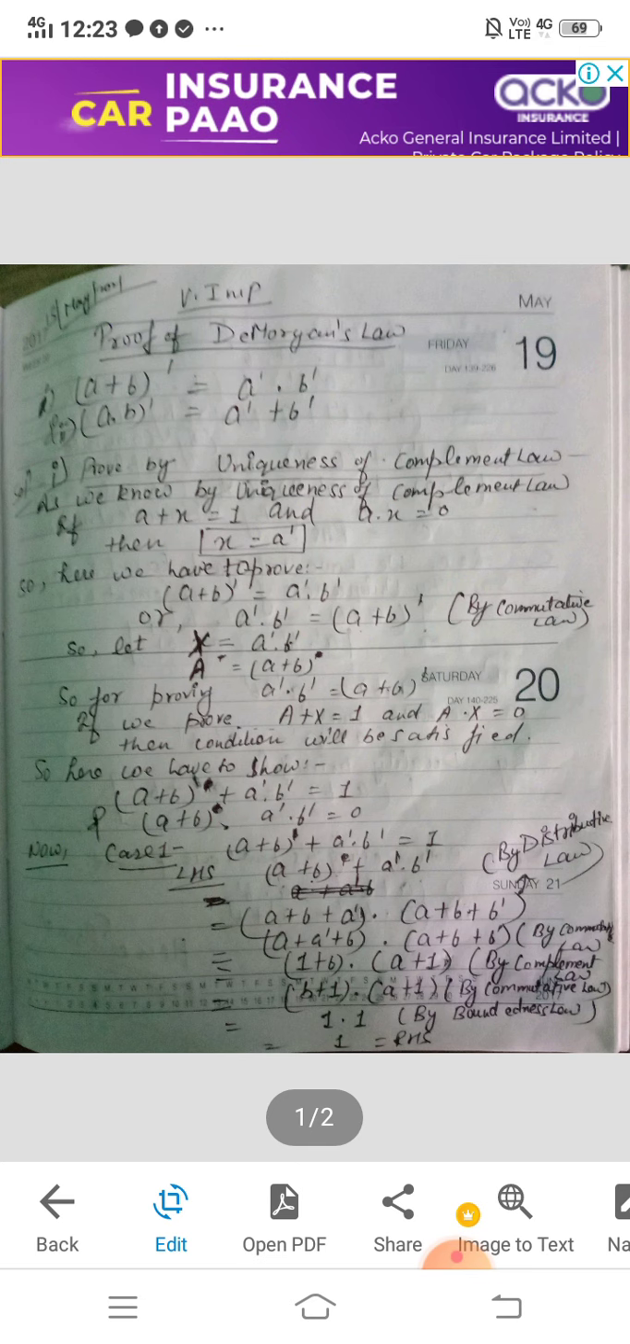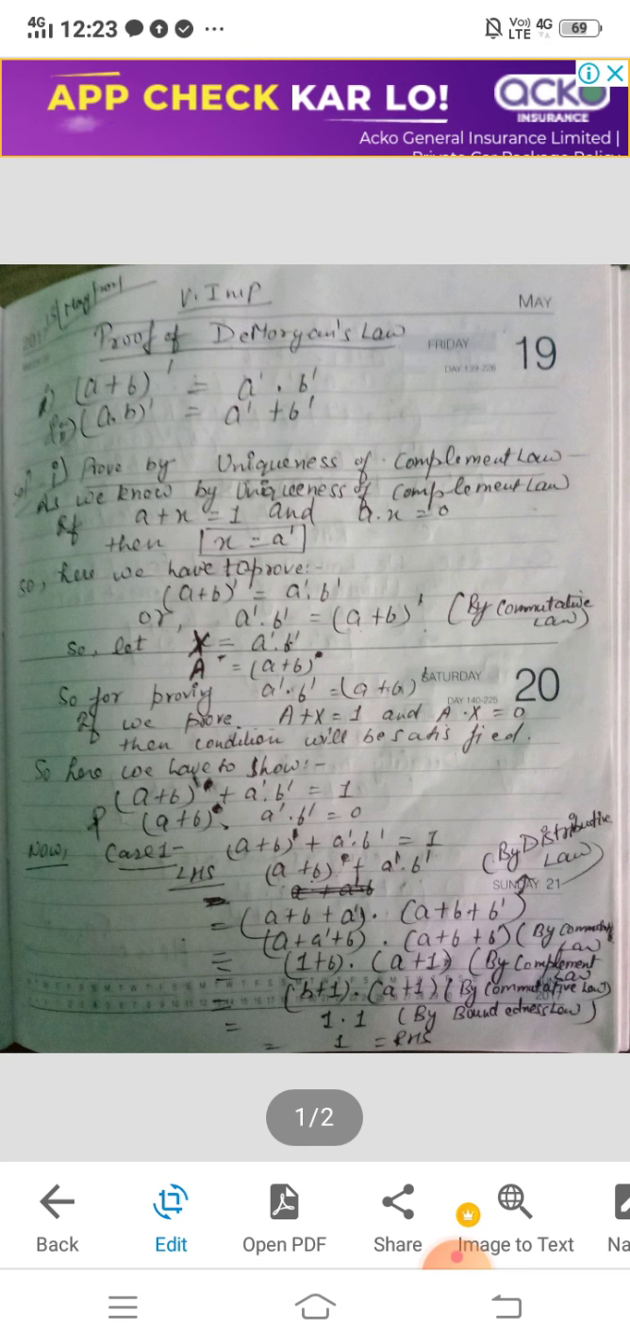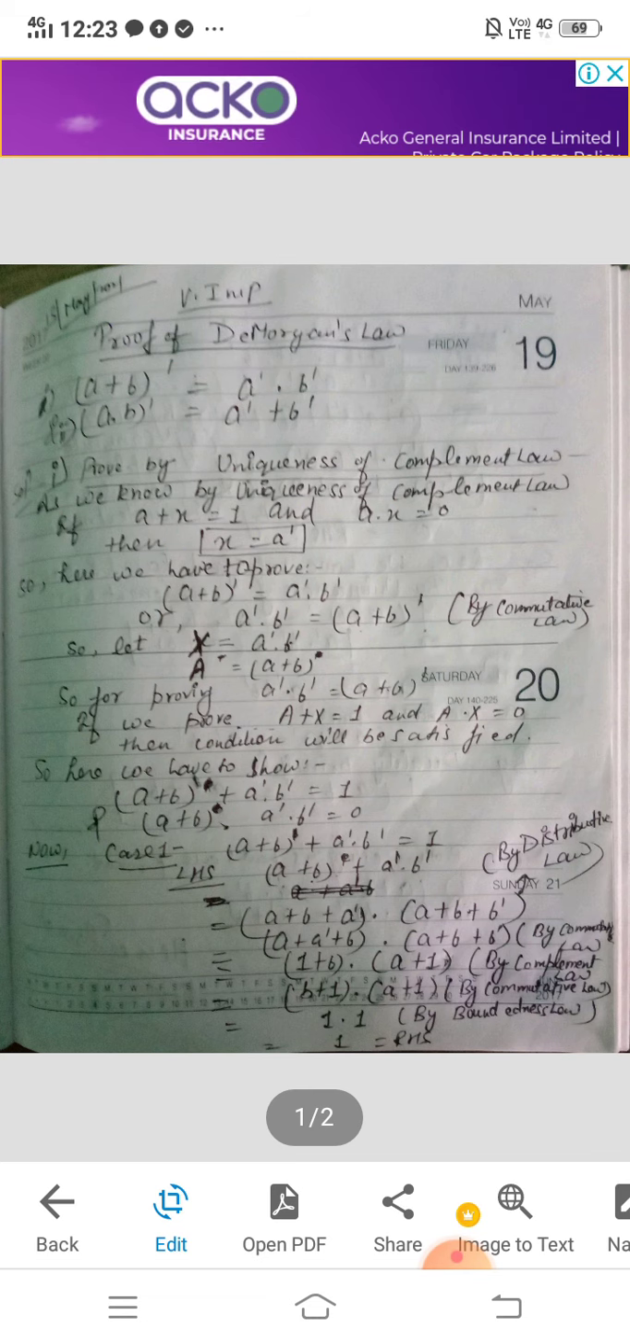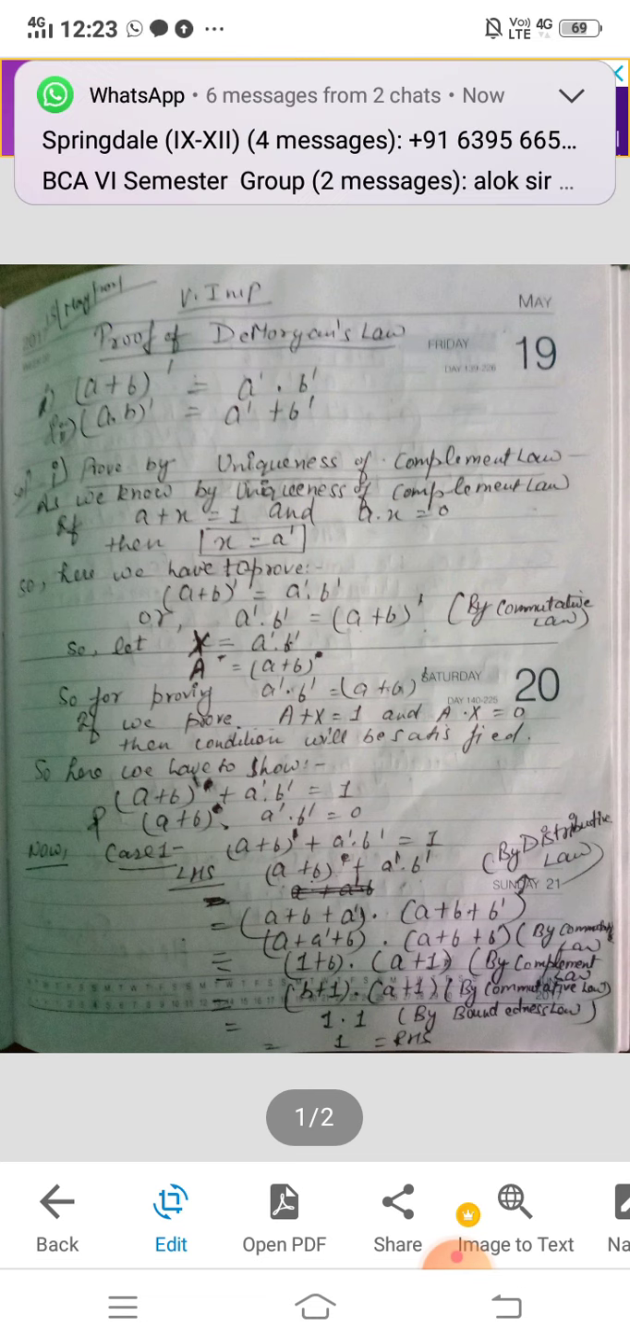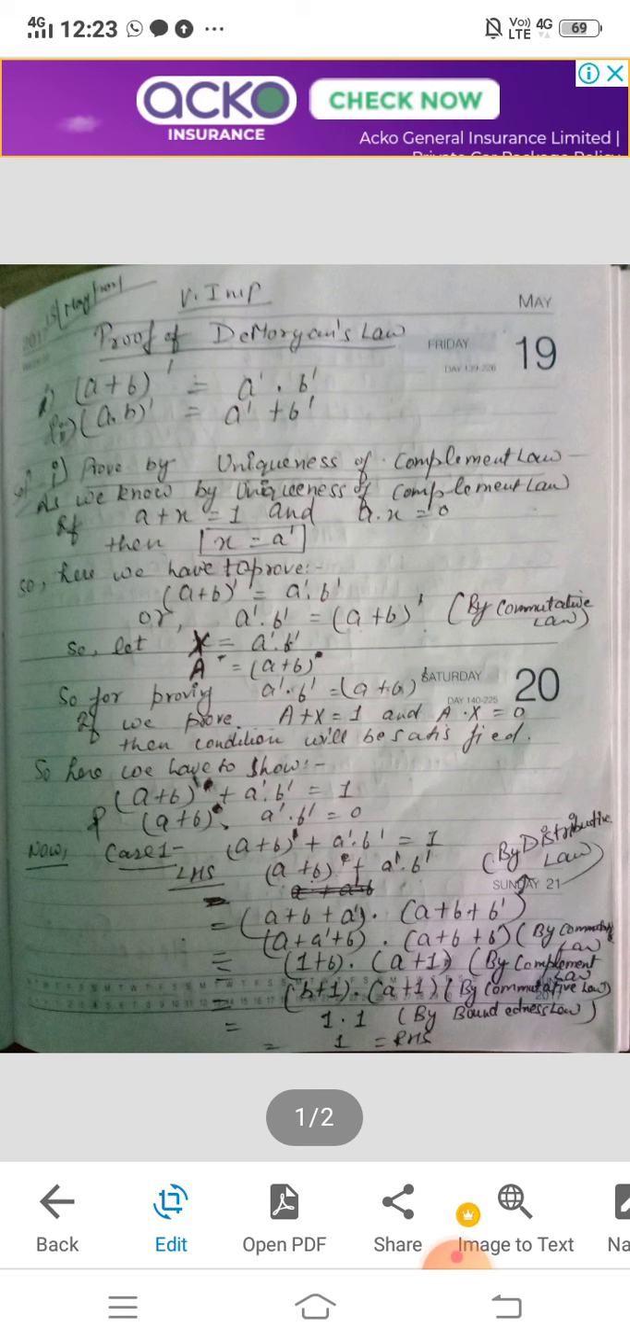As here we have to prove A plus B in bracket dash is equal to A dash dot B dash, or by commutative law we can write A dash dot B dash is equal to A plus B in bracket dash. So we must know what commutative law is. Commutative law is A plus B is equal to B plus A, A dot B is equal to B dot A. So by commutative law we can interchange LHS equal to RHS or RHS equal to LHS.